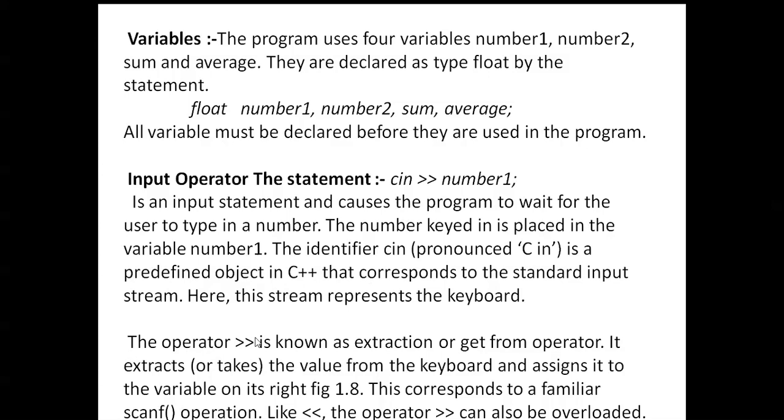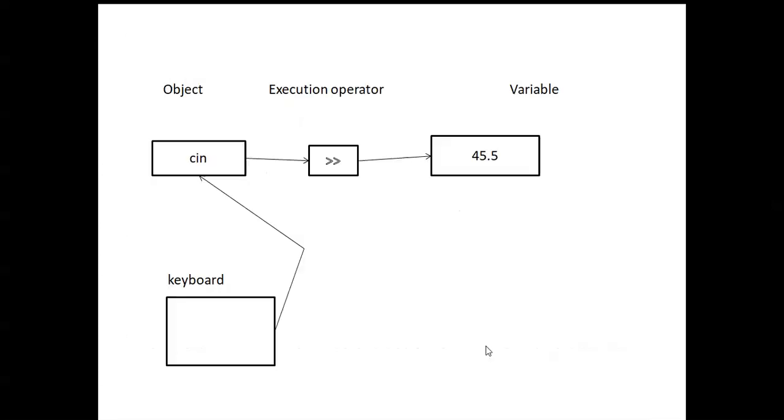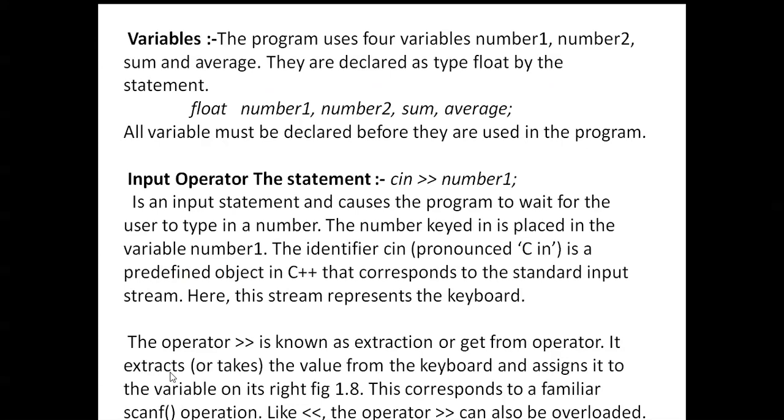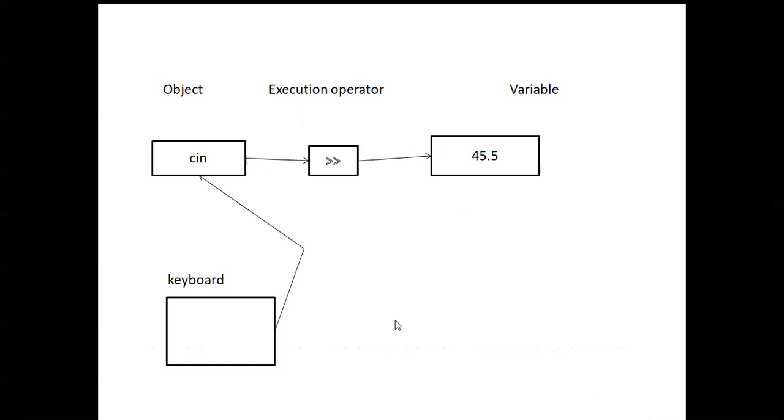Then the operator >> is known as the extraction or get-from operator. It extracts or takes the value from the keyboard and assigns it to the variable on its right. This corresponds to the familiar scanf operations. Those functions are all overloaded here, and input and output are handled here. Any object, the extraction operator and variable, and the keyboard: when you give the input using the keyboard, the keyboard gives the input value.